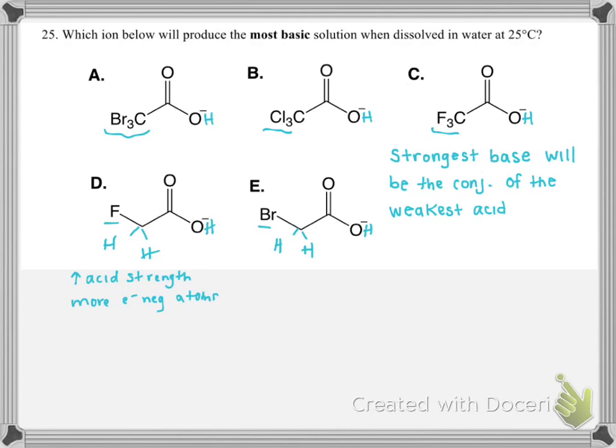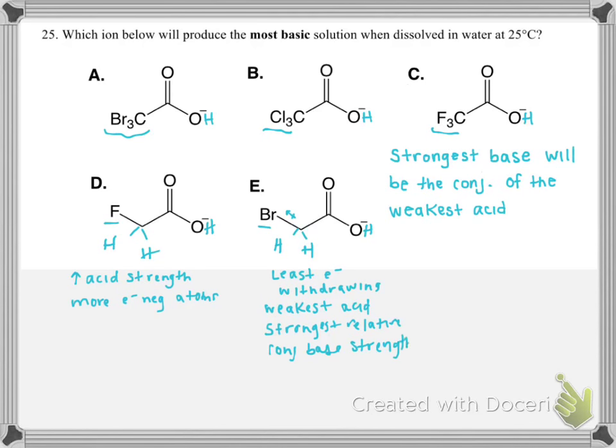Okay. And so option E is going to have the least electron withdrawing from the hydrogen. Right, we only get 1 little dipole pulling away toward that side of the molecule. And so this would be the weakest acid of the 5. And so of the 5, it will have the strongest relative conjugate base strength. Okay, so a solution of E would be the most basic.